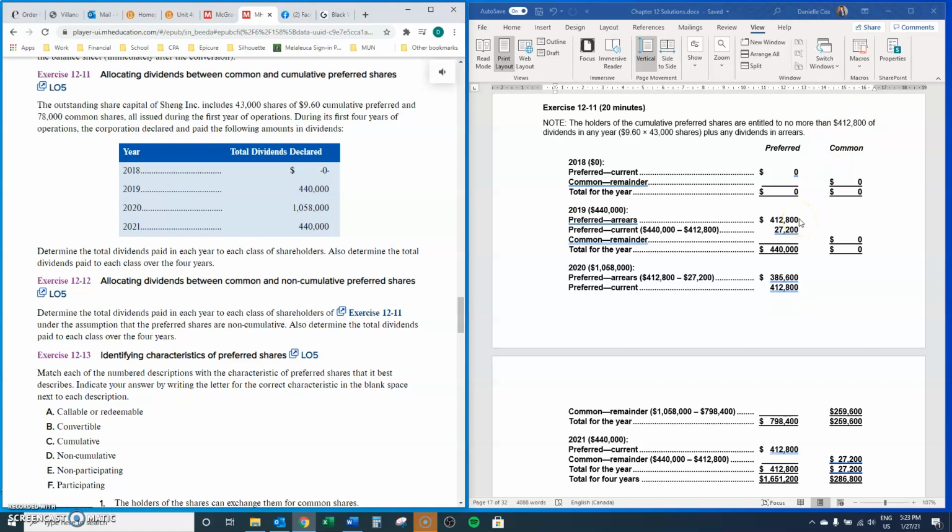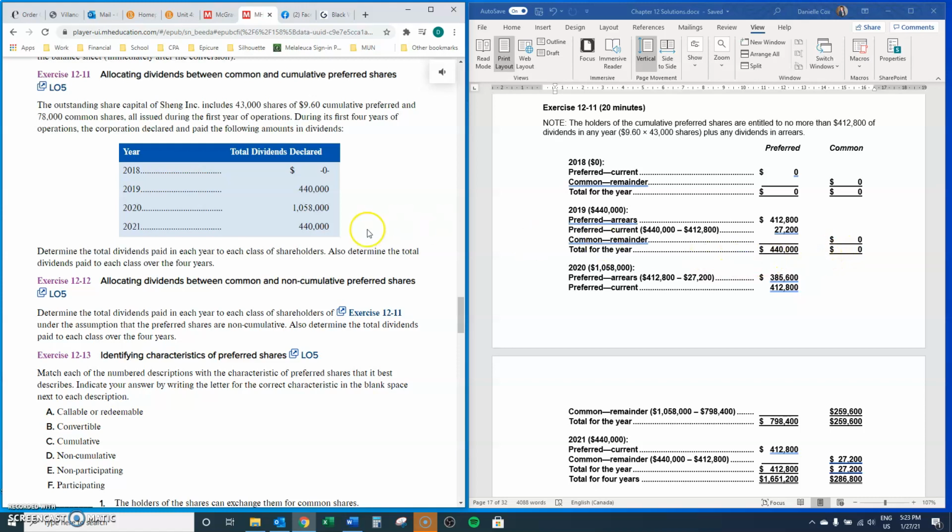So of that 440, first of all, the dividend is cumulative, so the dividend wasn't paid in 2018, so they are owed $412,800 from the arrears from the prior year that wasn't declared and paid. Then any balance, because there's not enough to pay the full current year dividend, so the balance goes towards the full year, and nothing goes to the common shareholders.